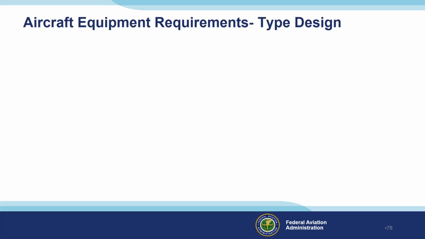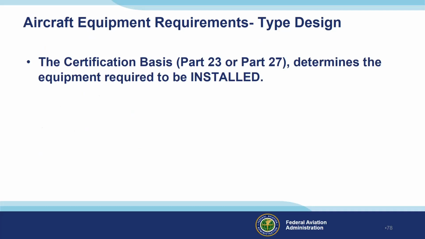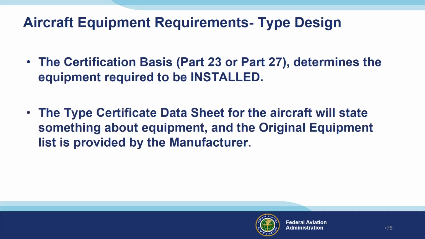Now let's continue to look at the equipment that's required by the certification basis. The type certificate data sheet for the aircraft is going to say something about the equipment and the original equipment list that's provided by the manufacturer.